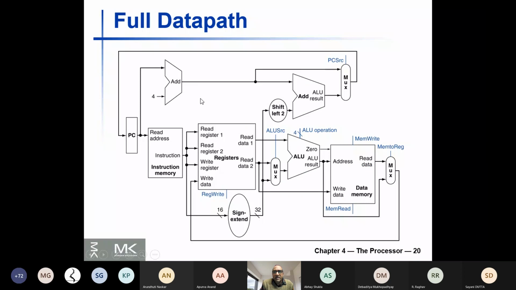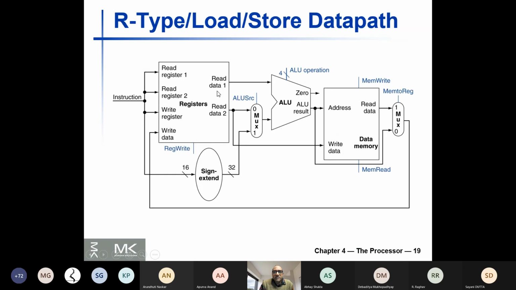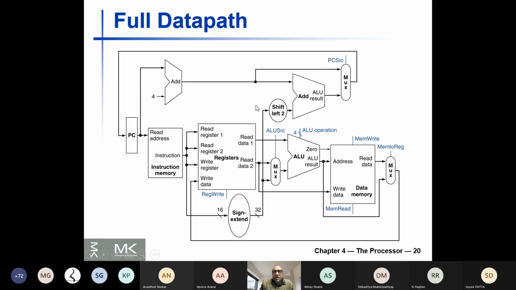Whereas this one is nothing but, here you can see, which we have already seen, that this can execute both R type and load and store. And now this figure is a complete data path, just including the instruction memory and PC. Here we also include one more type of instruction, known as branch type instructions, where the instruction contains some condition that has to be checked.